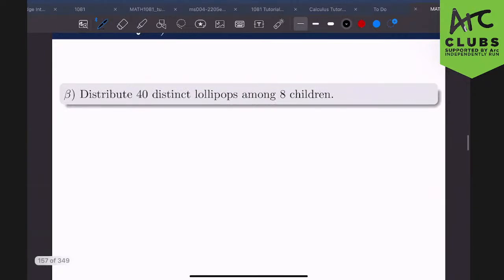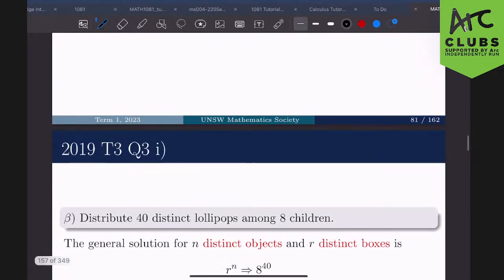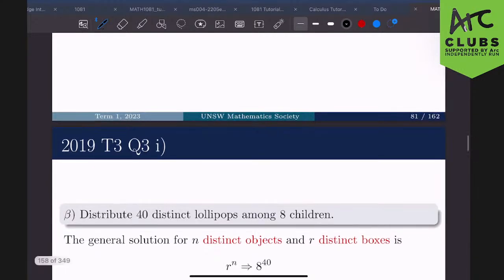And this is just reading: 40 distinct lollipops among 8 children. So we can't use the same technique that we just used, because now they are distinct lollipops. Before it was identical balls, so it was just the amount, but now it's also the type, which actually matters. So this is the general solution.